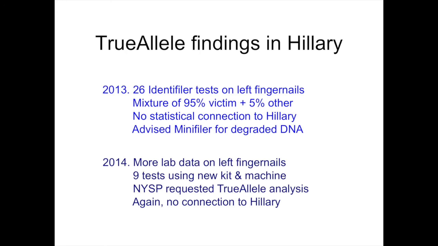A year later, the lab had some new kits and new machines. They sent us another 9 tests, and they asked us to look at it. And again, we found no connection to Hillary. We sent them an email, and that was communicated with the district attorneys who were in the process of changing at that time. So at this point, we've helped the police, we've helped the prosecutors, we're working pro bono, and there's no connection.